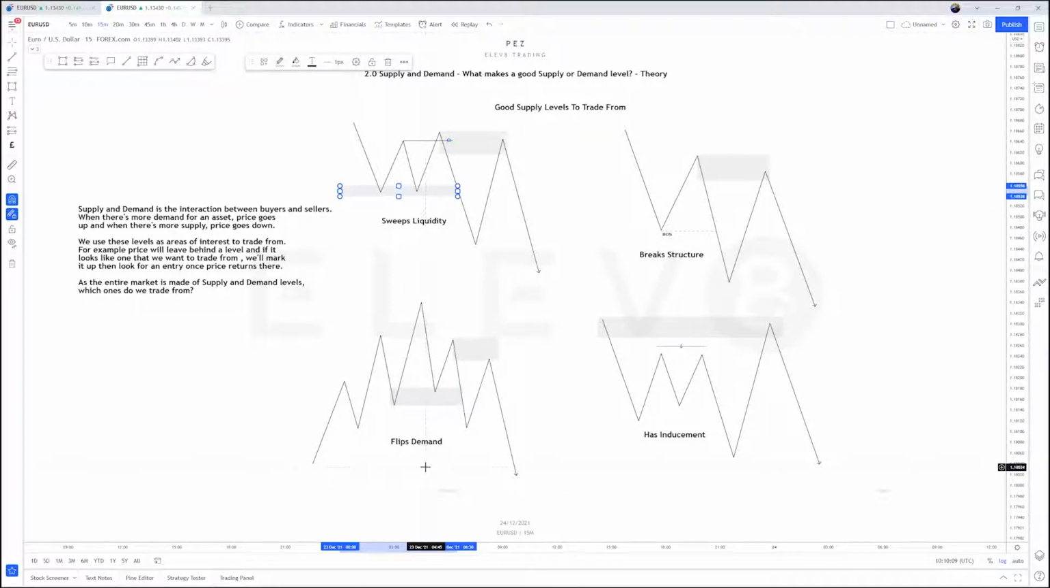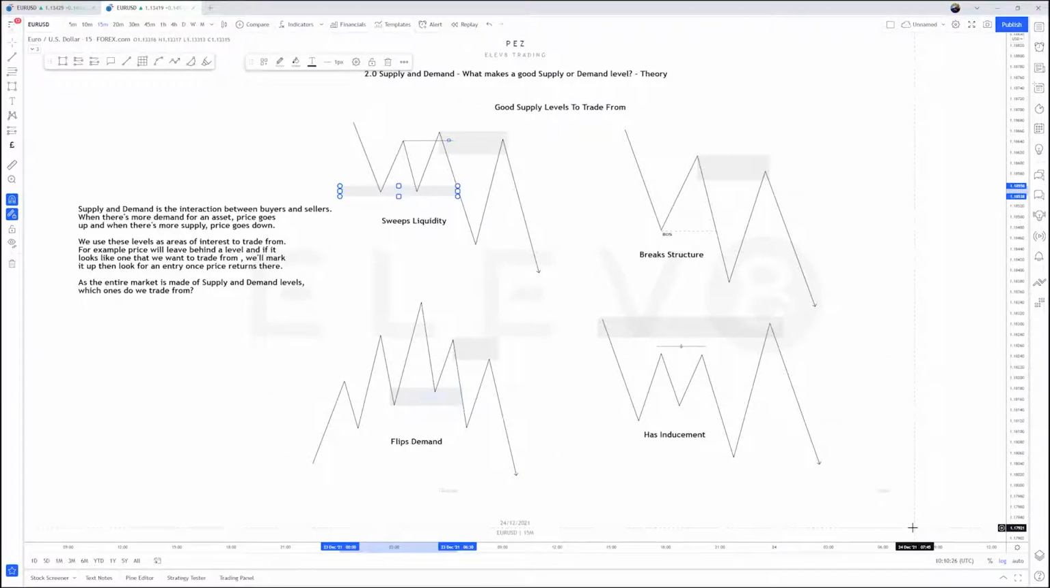Next one, it flips demand. So as you can see, this demand is created by this break of structure. Price comes down, taps into demand, pulls back, and then flips the demand, leaving behind the supply level here. So we look to enter on this.